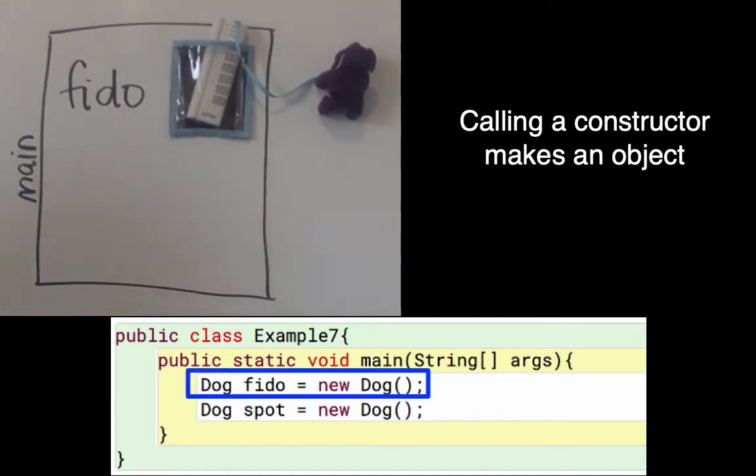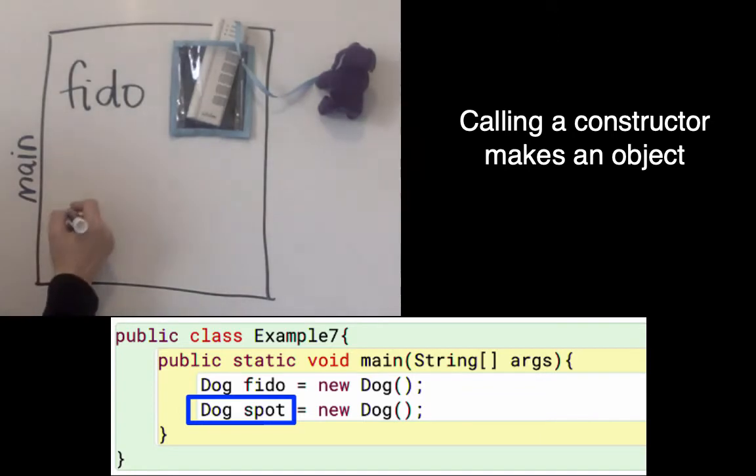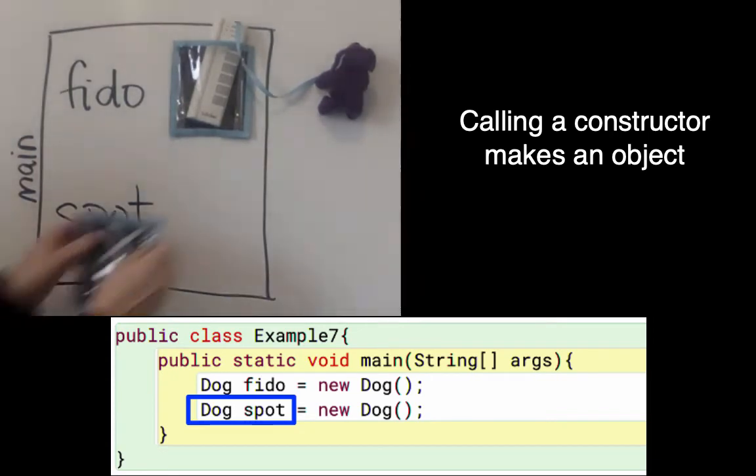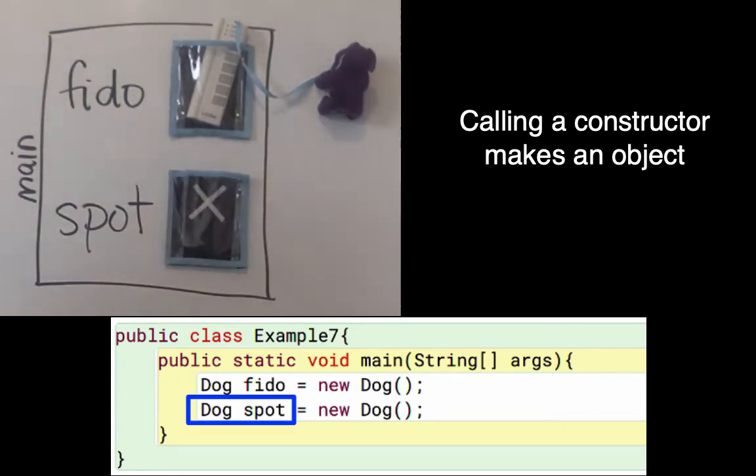So that was the first line. Now the second line says Dog spot = new Dog. So the left-hand side makes a variable named spot. That variable is of type Dog, so it's a variable that can hold a reference to a Dog, and we represent that as a variable that can hold a reference to a Dog.